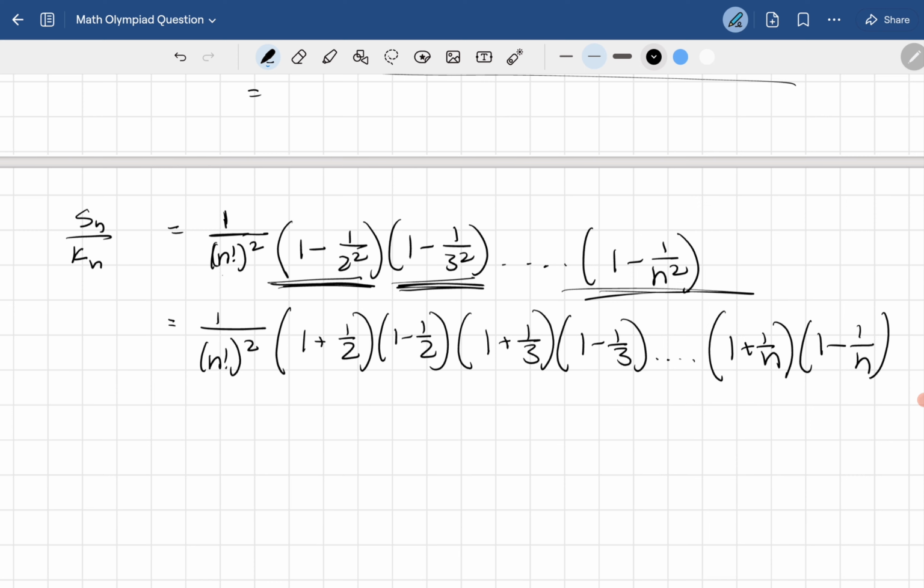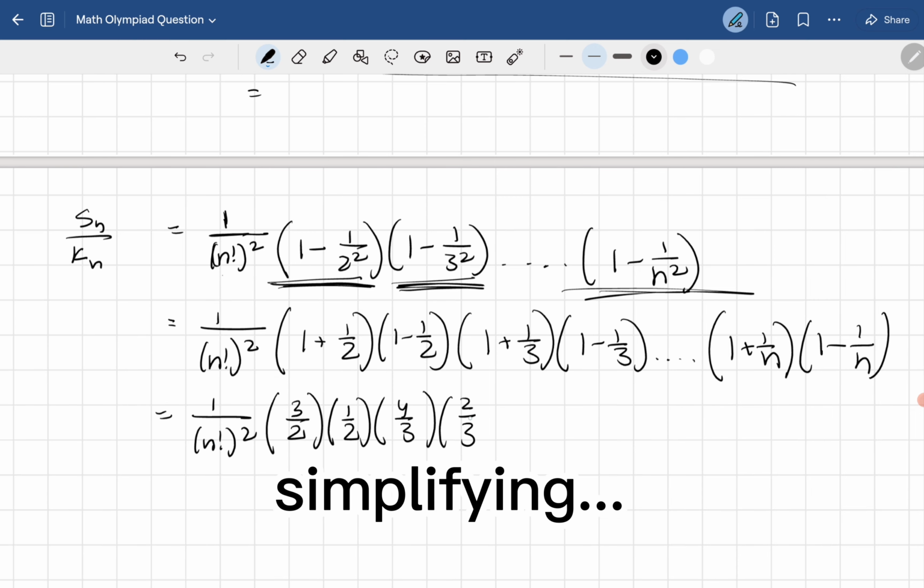All right, so now it seems that we have simplified. Let's try simplifying each one of these, because now we definitely know we cannot use difference of squares over here. So, simplifying the first parentheses, we get 3 over 2.